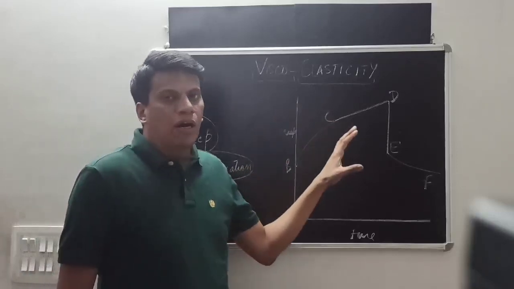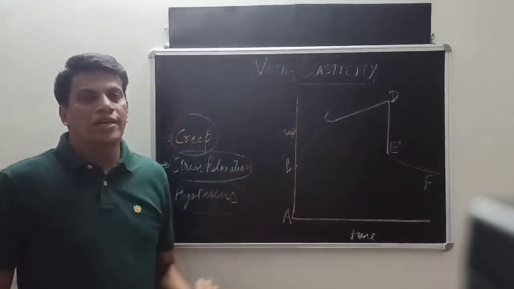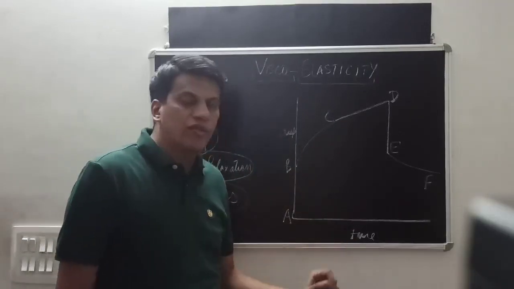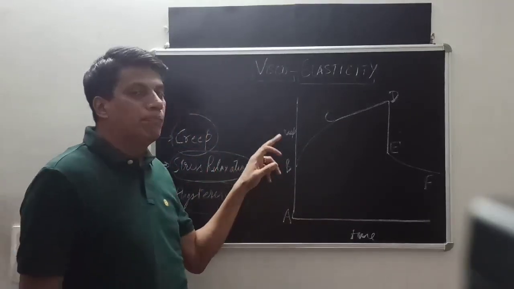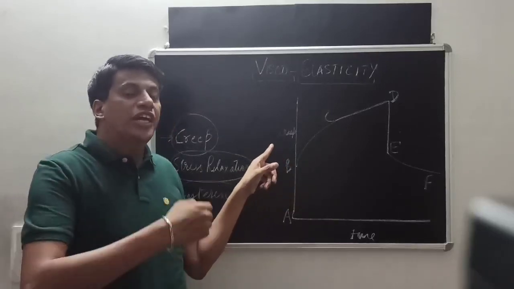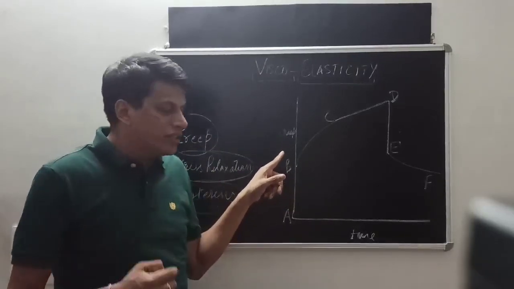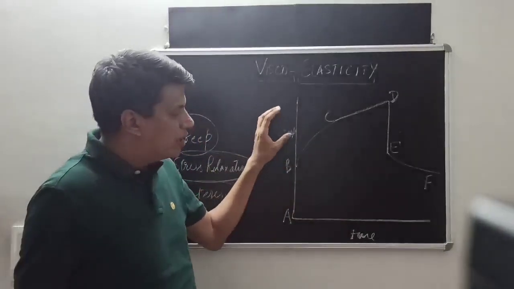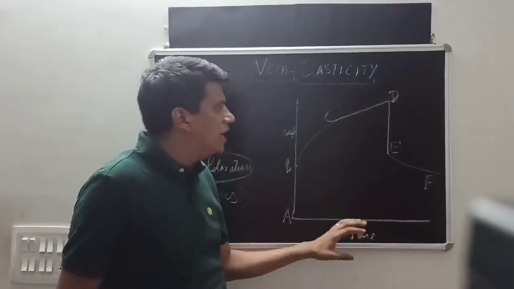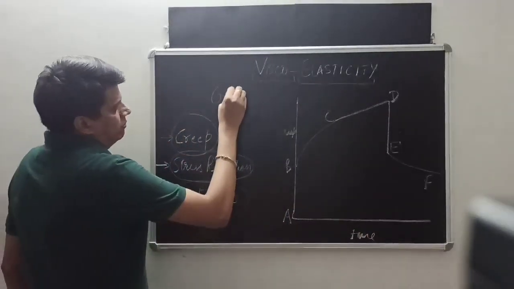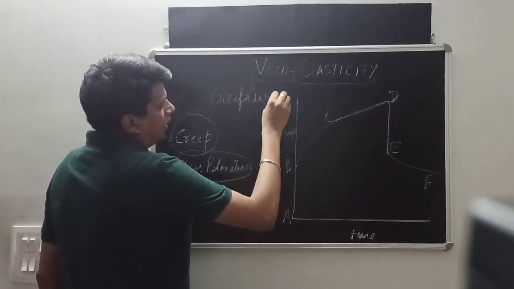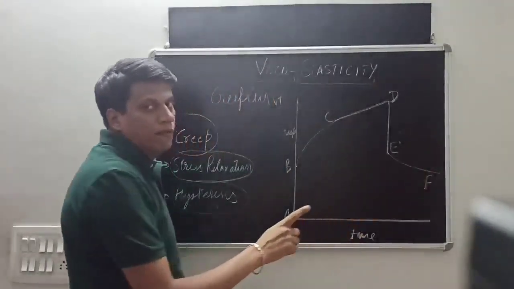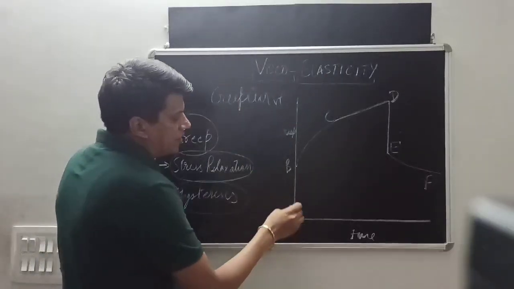Now the creep curve is a property of viscoelastic material. The creep curve is not the graph between stress and strain, it is a graph of creep modulus. Creep modulus means changing creep at constant stress along with time. So the graph between changing creep or creep modulus along with time is referred to as the creep curve. Now this is the creep curve for a viscoelastic material.